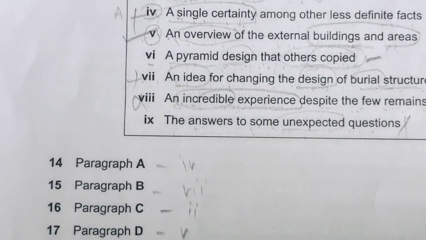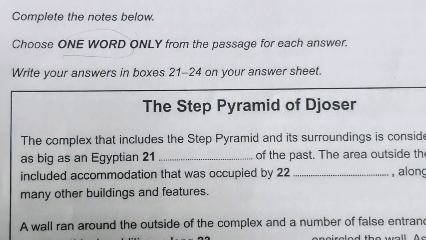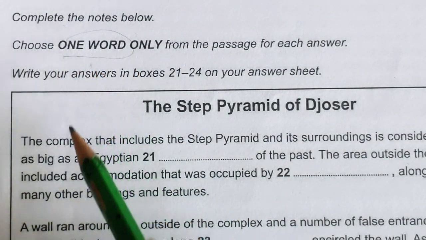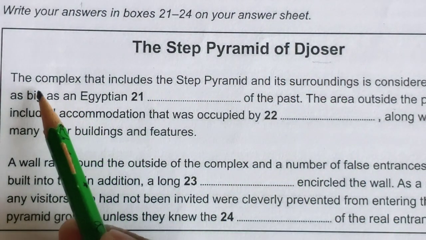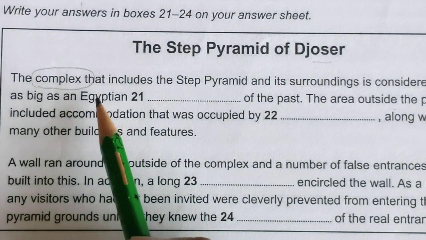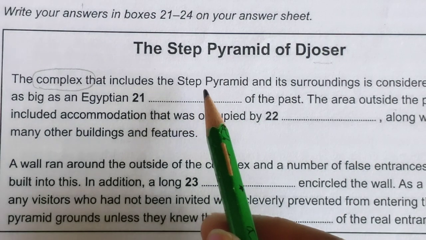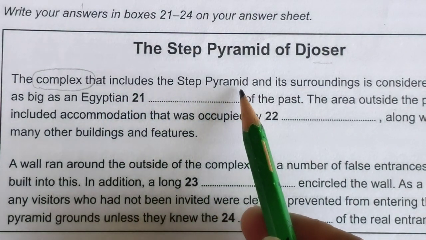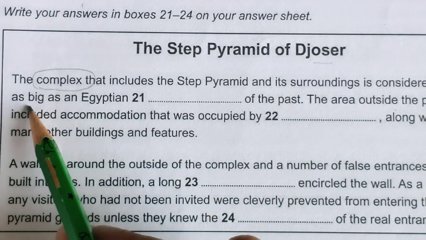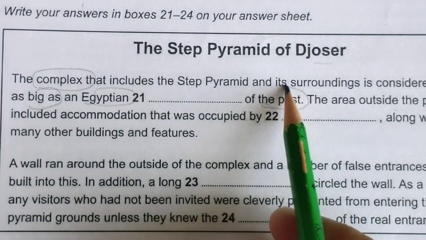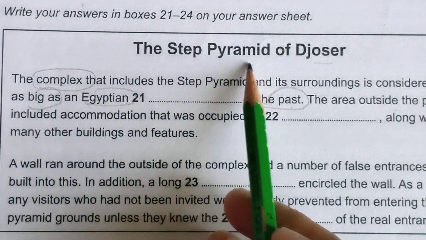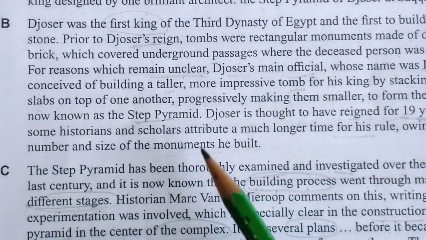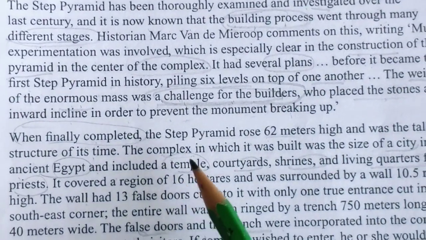Okay, now let's move on to the next type of question. So this is complete the notes, and one word I will be using: the step pyramid of Djoser. The complex, yes, the word complex I have read in this paragraph, but first I will be reading. The complex that includes the step pyramid and its surroundings is considered to be big as an Egyptian of the past. So Egyptian of the past. Okay, the word complex, step pyramid of Djoser. Okay, I will be reading it. In the paragraph, the word complex was there. Yes, complex is here in D paragraph.